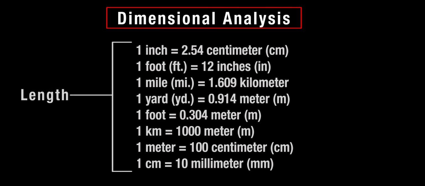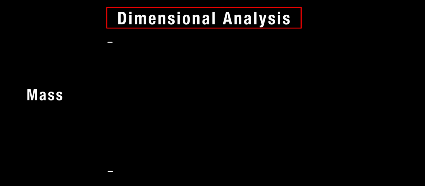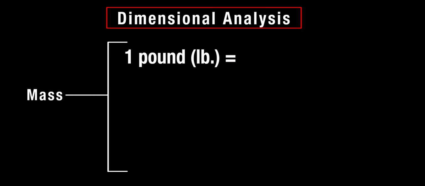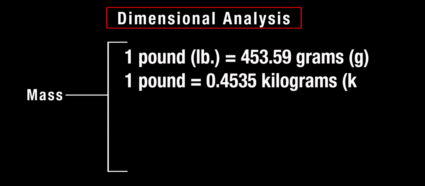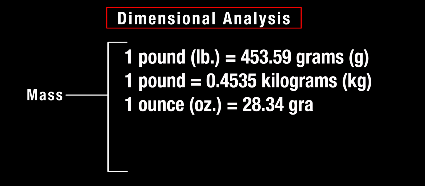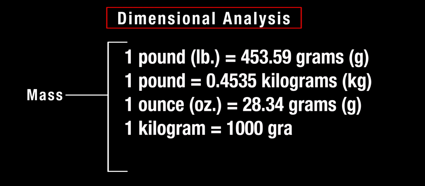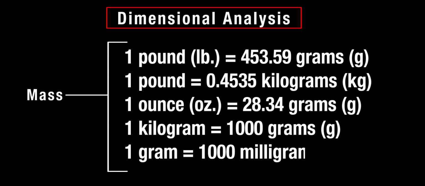Next, let's move on to mass. Some commonly used conversion factors in mass are as follows. 1 pound equals 453.59 grams. 1 pound equals 0.4535 kilograms. 1 ounce equals 28.34 grams. 1 kilogram equals 1,000 grams. And 1 gram equals 1,000 milligrams.